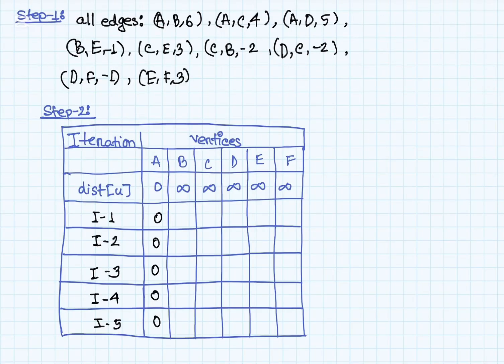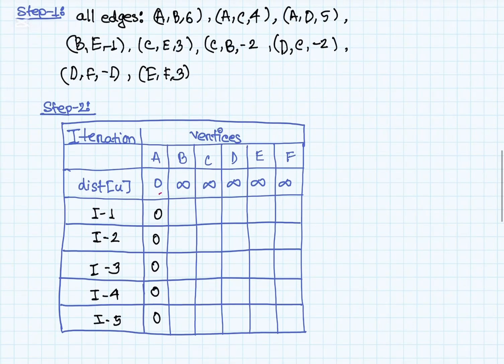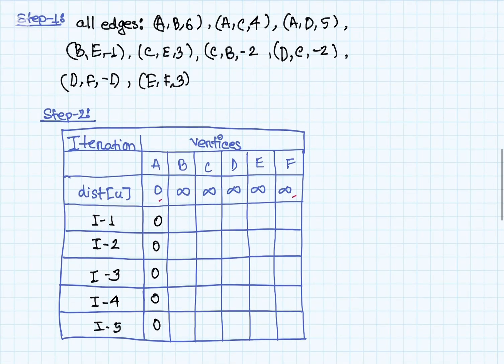At first, the distance of A to A is 0, and from the source to all other vertices is infinity. So we have written it down as such. Now let's start the first iteration. From A to B, the distance is 6. So 0 plus 6 equals 6, which is smaller than infinity. So it's going to be 6.